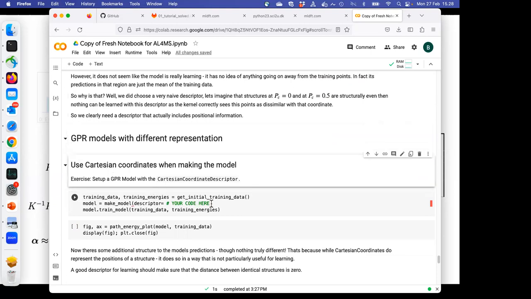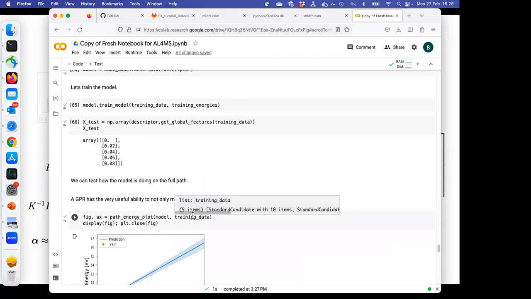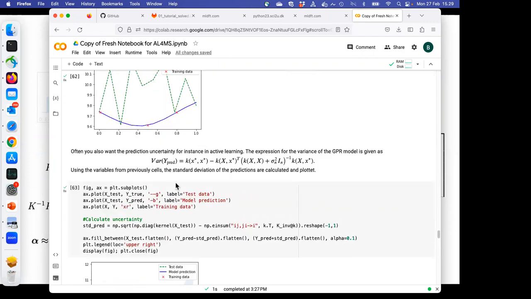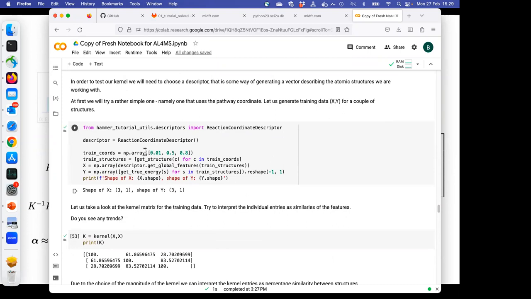So the only thing is you need to go in and write another descriptor here. And I would like you to write the Cartesian coordinate descriptor. So if you go back, you can see here, we make the model, make model comes here. These are all AGOX function calls or AGOX class instances. So for instance here, the descriptor we provide to the make model that gives us a model. That descriptor we have declared further up, and I had to look for it. Let's see, it must have been a while ago. There. So here we declared it as the reaction coordinate descriptor.